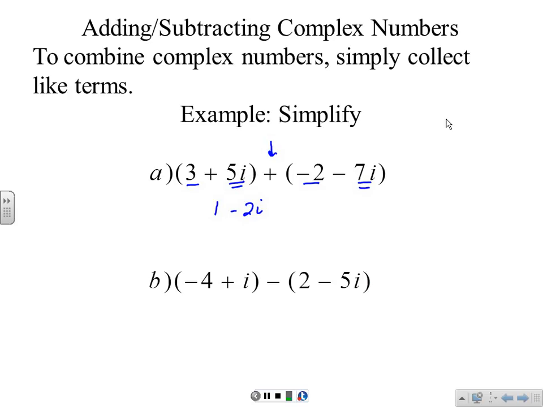Now we're going to subtract, and I know that because of the minus sign in between the two groups. So you have your real parts, negative 4 minus 2 is going to be negative 6, and then i minus a negative 5i turns into i plus 5i, which is going to give me 6i. And this i does have a coefficient of 1, so that's where that comes from.